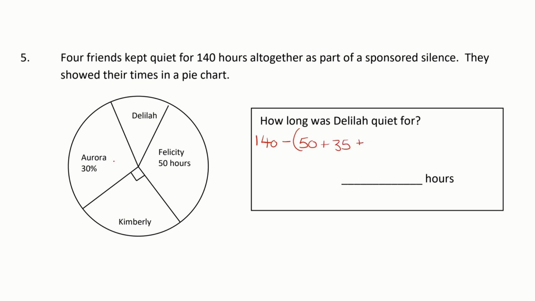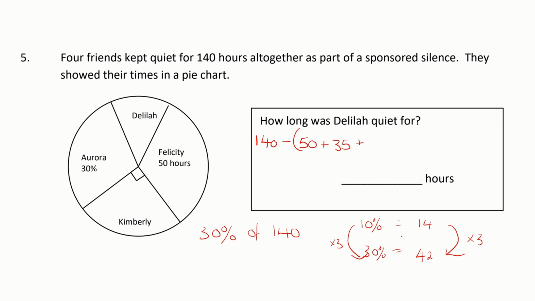And Aurora is 30%. What's 30% of 140? Well, you know what 10% is? 10% is 14. We want to find 30%. What do you do to 10% to get to 30%? You times it by 3. 14, I hope you know how to work this out. 14 times 3 is 42. Why? Because that's like saying 6 times 7, or 7 times 6.